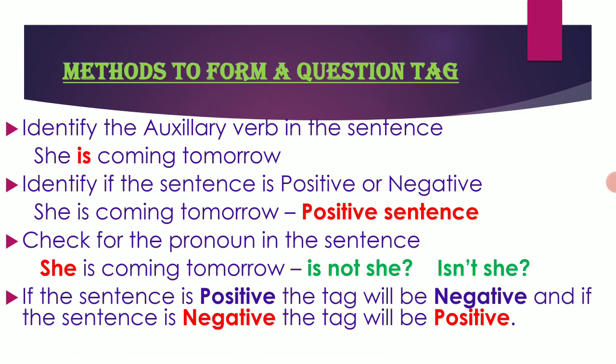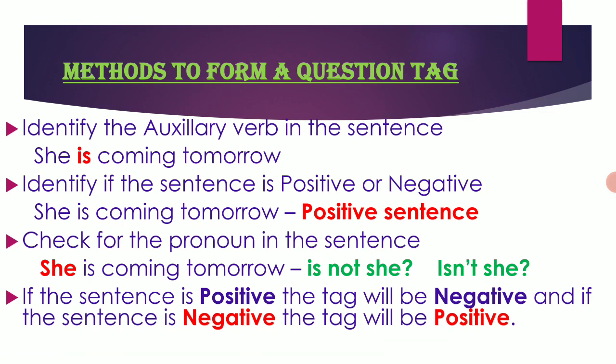Now it is a rule that if the sentence is positive, the tag which we frame will be a negative one. And in the same way, if the sentence is a negative one, then the tag which we frame will be a positive one. As we have identified that the sentence is a positive one, the tag which we frame should be a negative one. So to make the tag a negative one, we have to add a negative word, that is "not", to the tag.